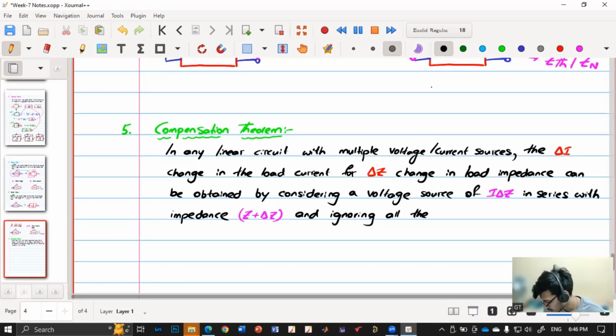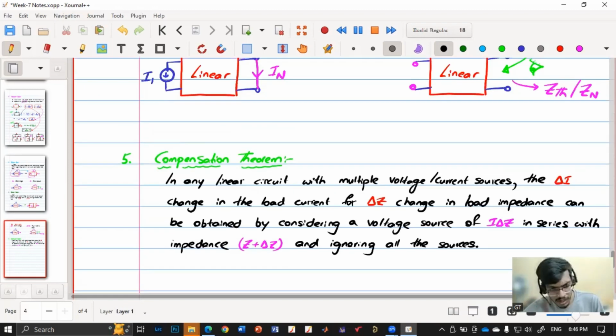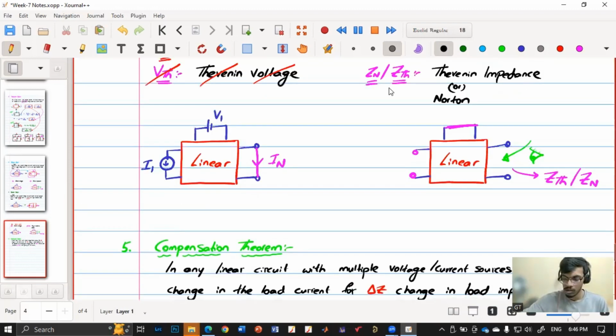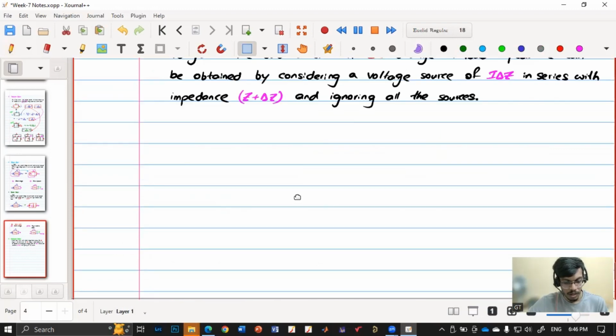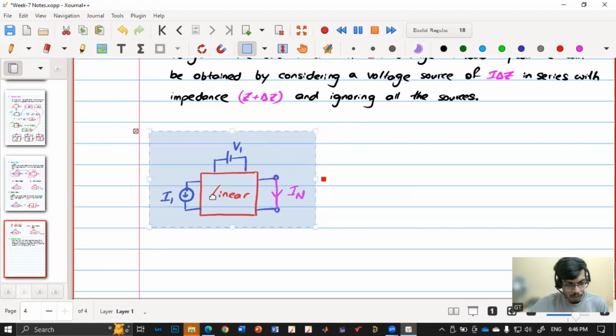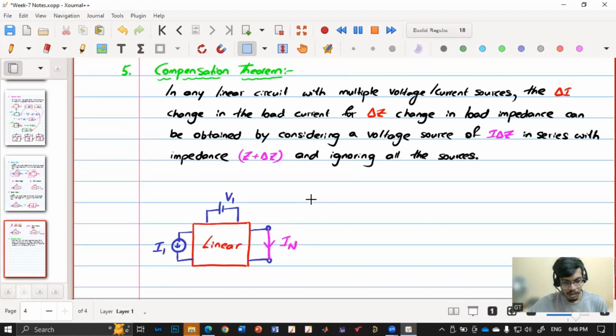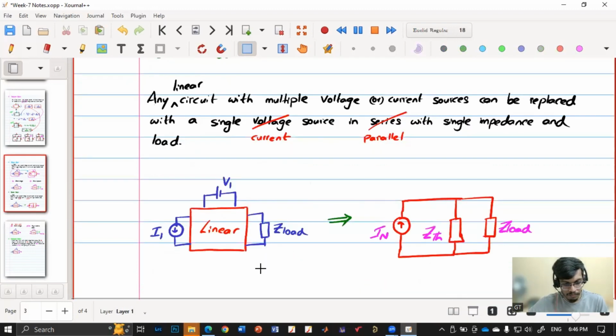So this may be somewhat difficult to understand at this point. Let me quickly draw the circuit. We'll be using the same circuit. Let me copy this circuit. Control C, Control V. We have to get the original circuit. This one.